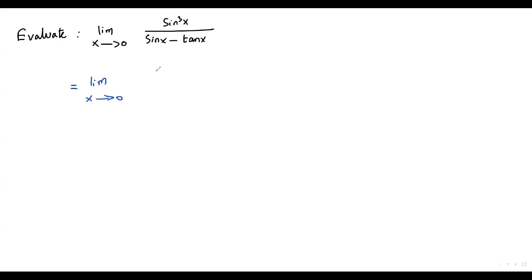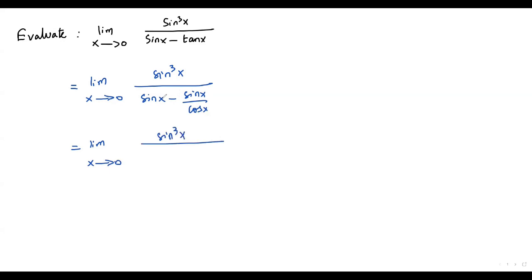Limit as x approaches 0. I am writing the numerator as it is. In the denominator, we have sine x, and for this tan x, we can write sine x over cosine x. Because this is a quotient identity, whenever we have tan x, we can write sin x over cosine x because it is equal to tan x. So limit as x approaches 0, sine cube x over sine x minus sine x over cosine x.